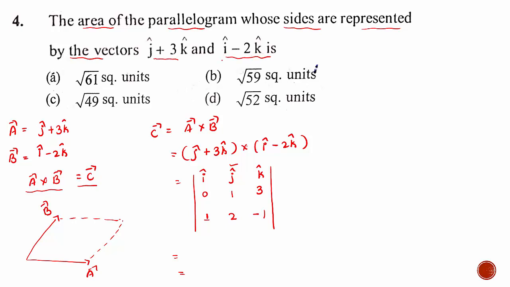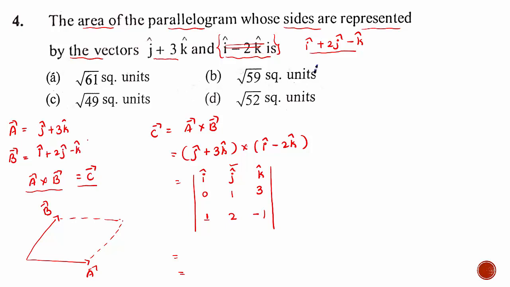Yes, here you can observe the second term. Again there is some mistake here. I am going to rewrite this equation, that is i cap plus 2j cap minus k cap. Again make this correction here. The second vector B value is i cap plus 2j cap minus k cap. Then only we will get the answer.